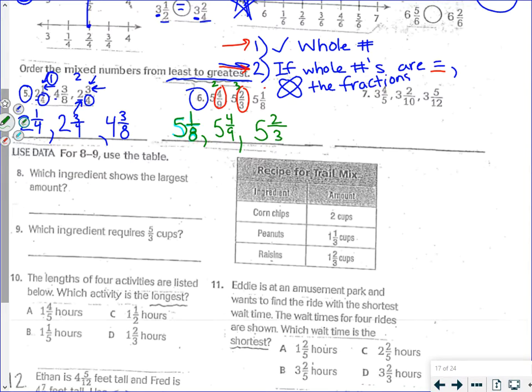All right, you guys try this one. Pause the video, try this one.